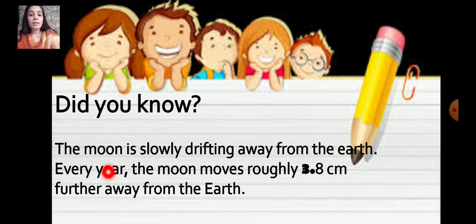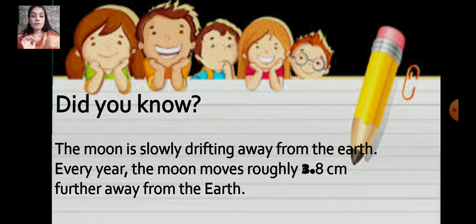Every year the moon moves roughly 3.8 centimeters further away from the earth. So every year, 3.8 centimeters means this much. One centimeter is this much, 2 centimeters, 3 centimeters, 3.8 centimeters. So the moon is drifting away. It is moving away from the earth.